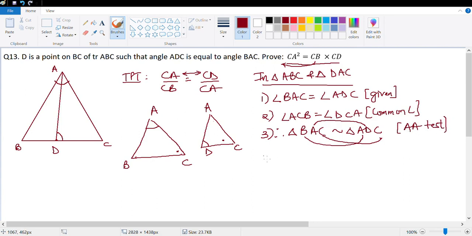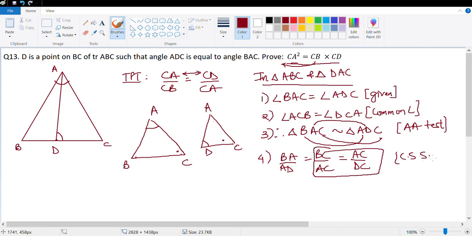Next, what we get is BA upon AD is equal to BC upon AC is equal to AC upon DC. They want CA square, so we are looking at these two. The reason for this is CSST. When I cross multiply, AC into AC gives me CA square, which is equal to CB multiplied with CD. Perfect. Hence proved.